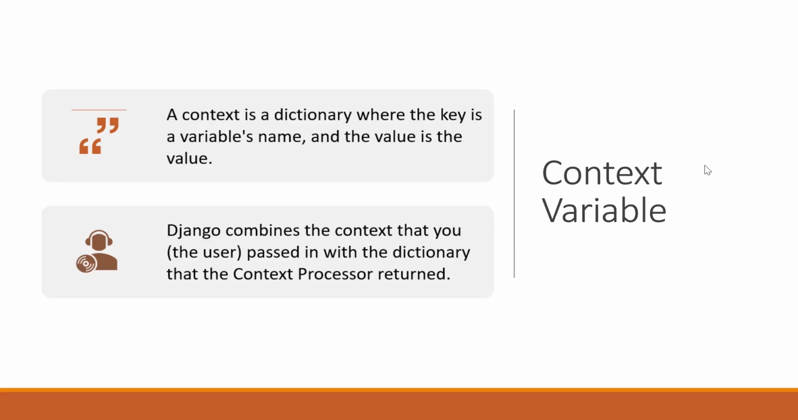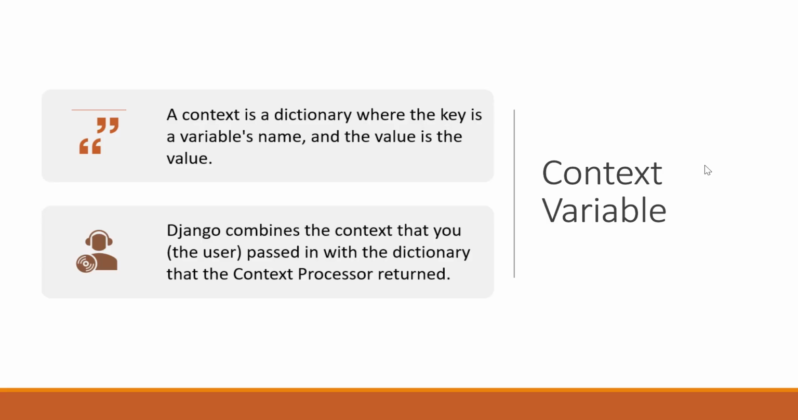Now a context variable is a dictionary where the key is the variable's name and the value is the key's value. Django combines the context that a user passed in with the dictionary that the context processor returns. In addition, a context is a mapping of a variable name to a variable value that is supplied to the template. We can understand this concept better with the help of an example.